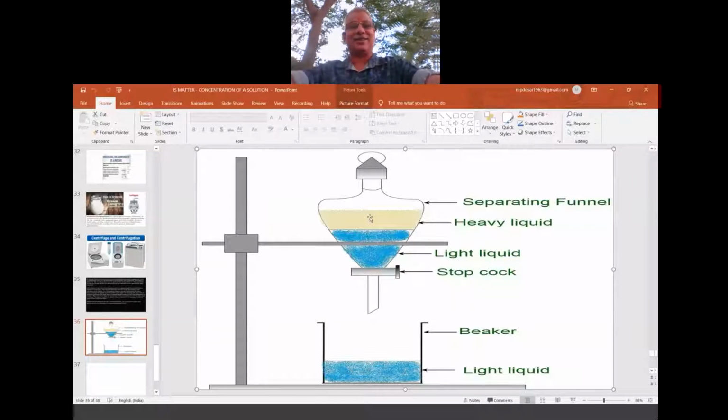Okay, earlier, that's why I'm saying, a river example to understand what is meant by decantation.